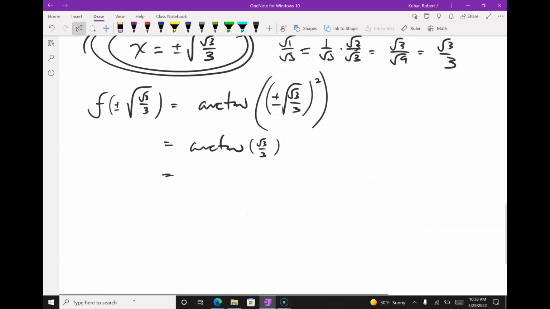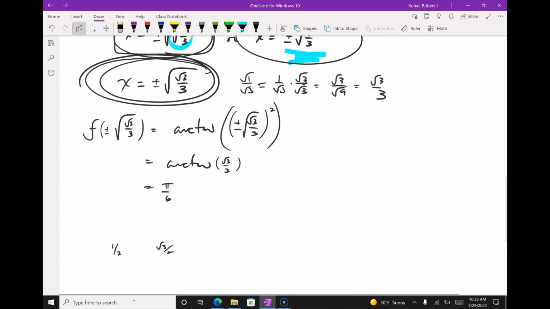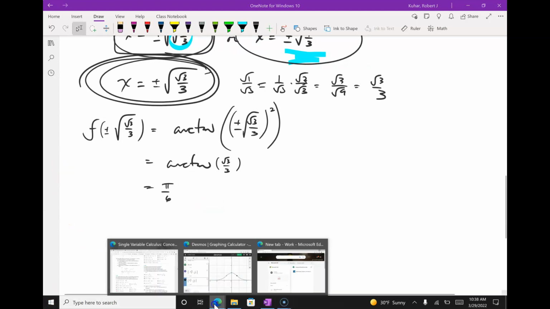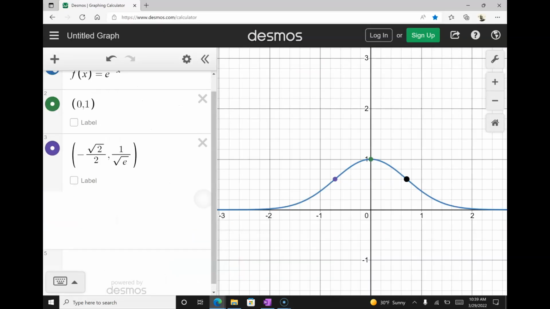So what's the answer? Pi over 6? Sine of pi over 6 is 1/2, right? Square root of 3, yeah, pi over 6. So I want to just double check this with my calculator. I'm going to do it with Desmos because I think it's clearer. Why can't I open it? There we go.